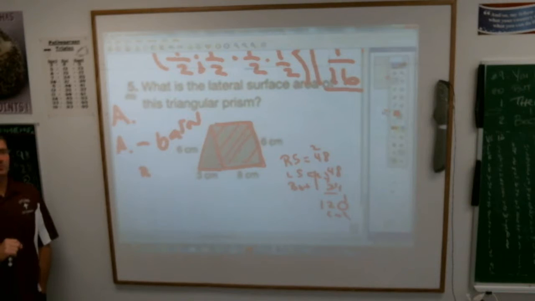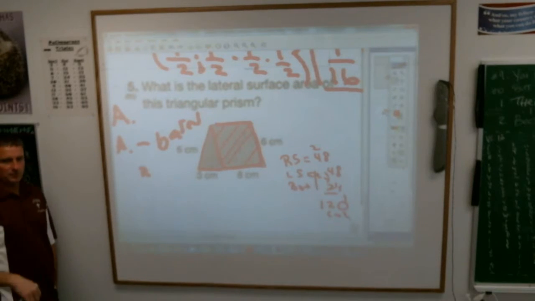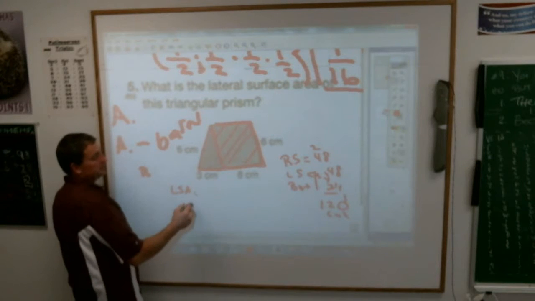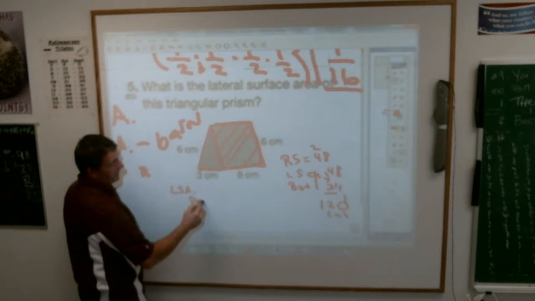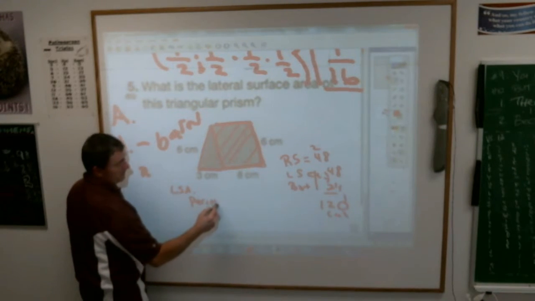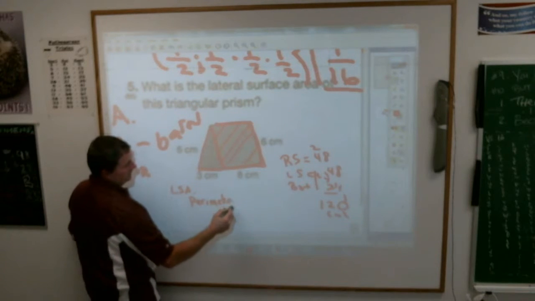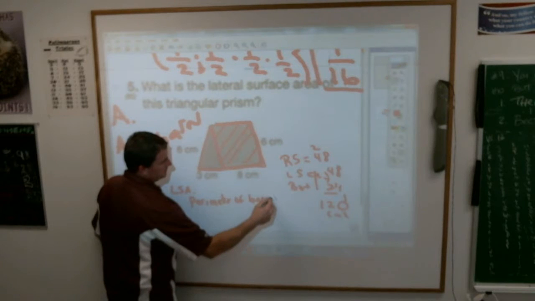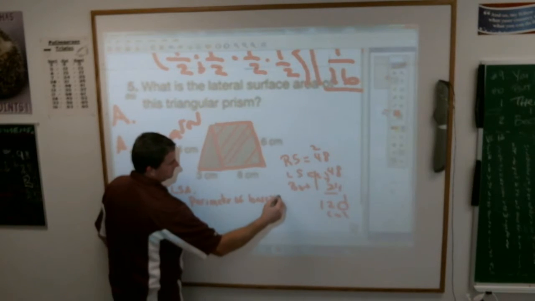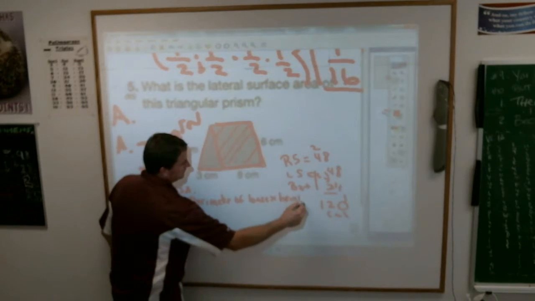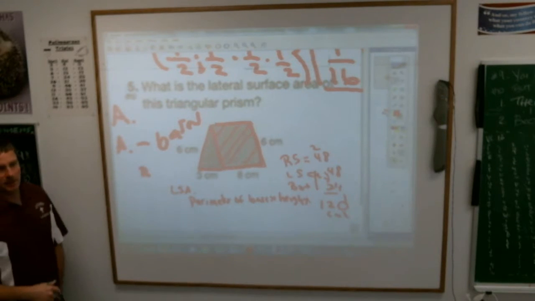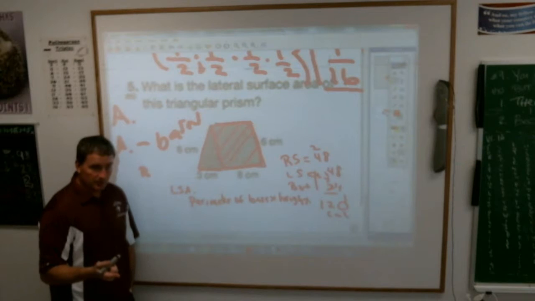Okay, I'll give you the formula for lateral surface area if you really want it. The formula is this. It's the perimeter of the base times the height. Perimeter of the base times the height. What did we say the base was, Sandy? It was a, what shape?